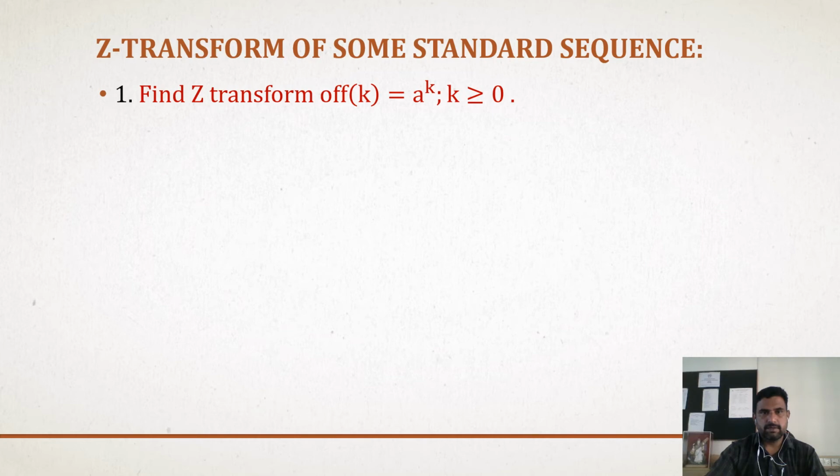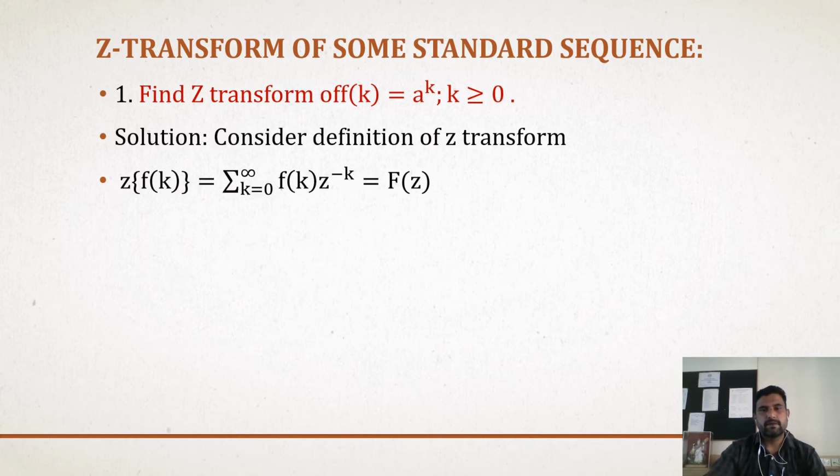See the first example. Find z transform of f of k equal to a raised to k, where k greater than or equal to 0, that is k is 0 and positive. So use the second definition, summation k equal to 0 to infinity f of k z raised to minus k equal to F of z. Solution.